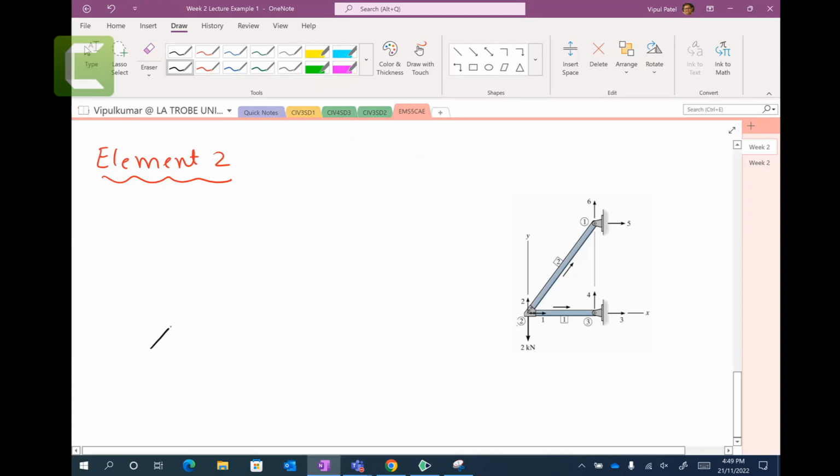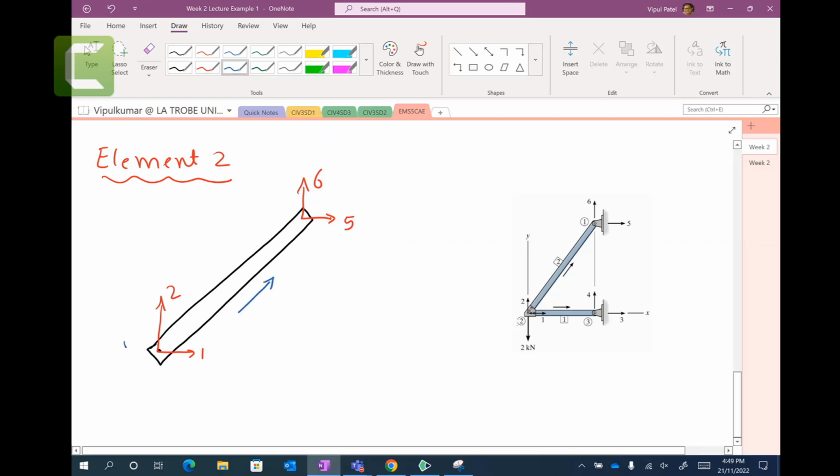We will roll to element number 2. Element number 2 has 1 and 2, and it has 5 and 6. It has this arrow going from here, so that would be your near node. This would be your far node. Then you have element number 2. What else do you have? The length. I think this is Pythagoras theorem because this is 3 meters, 4 meters.